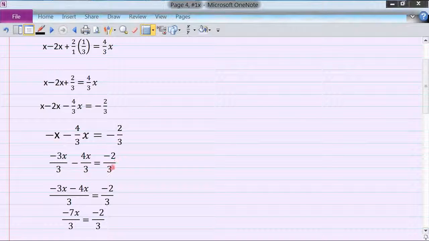This 3 is this 3. This 3 is this 3. And you can see that this has to be the 3 divided by the 3 gives me the 1, which is implied in front of the x. So we have 3, 3, and 3. So we have the common denominator.